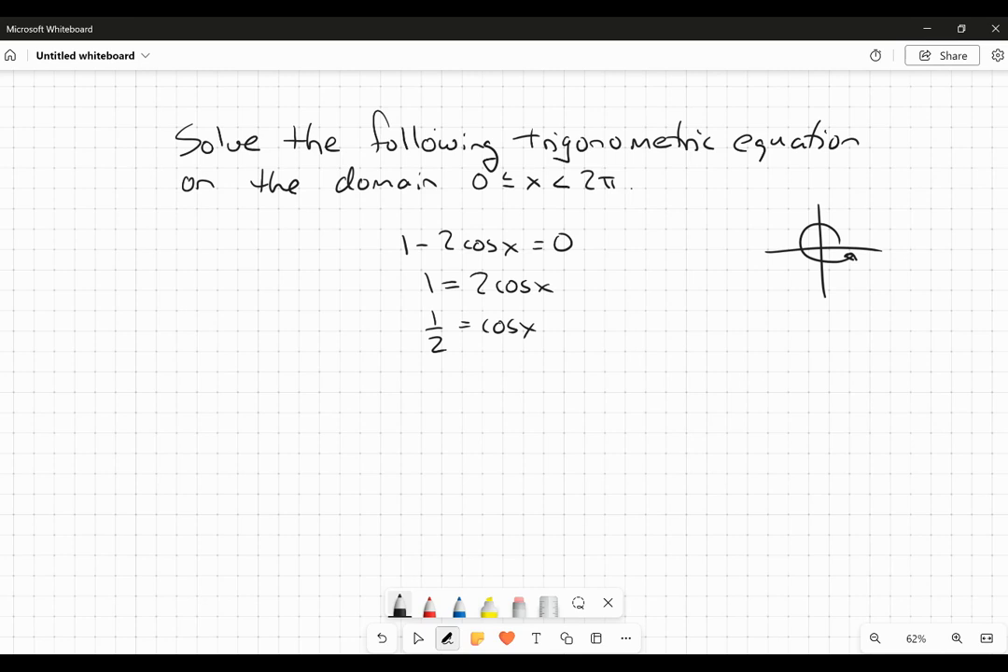Now what's important, because there's two things I've got to concern myself with. First of all, notice that this is positive. Cosine is positive in quadrants 1 and 4. So there are two possibilities here. The cosine is giving me a positive ratio, which means that I must be in quadrants 1 and 4. So two answers here. The second part is the value.